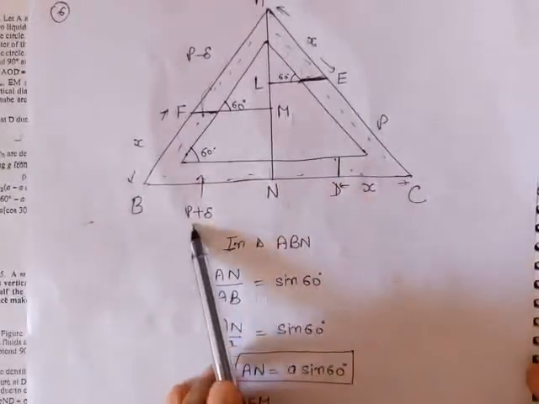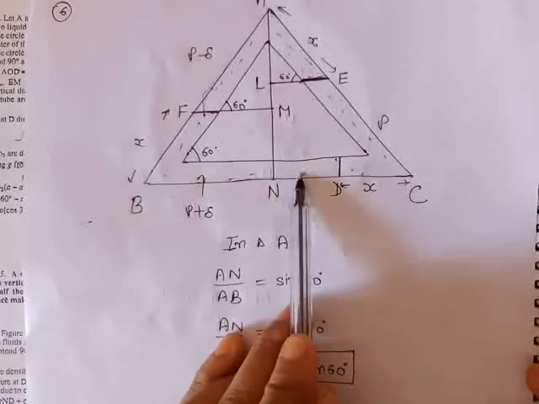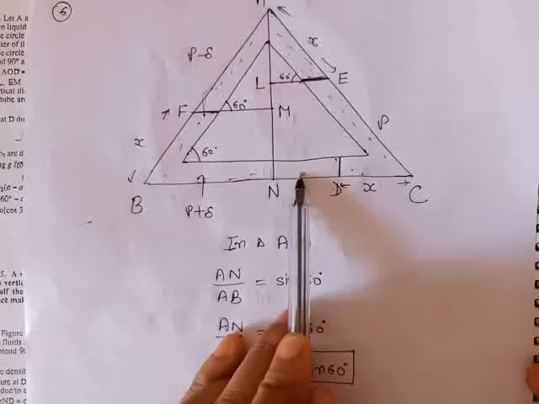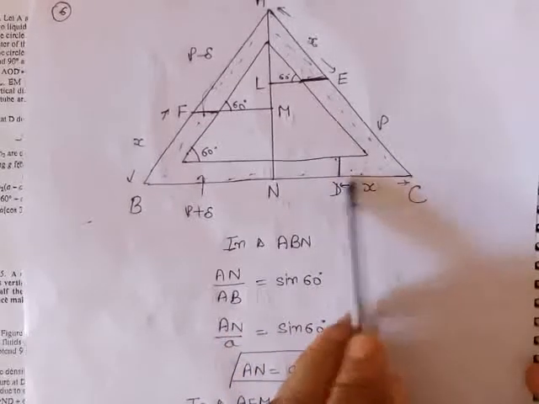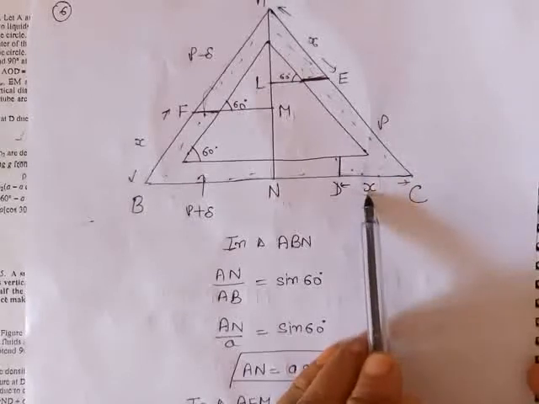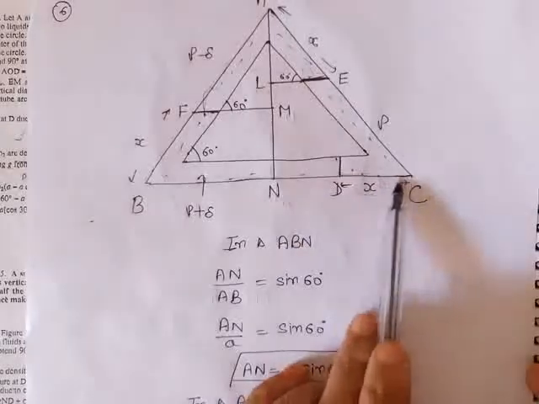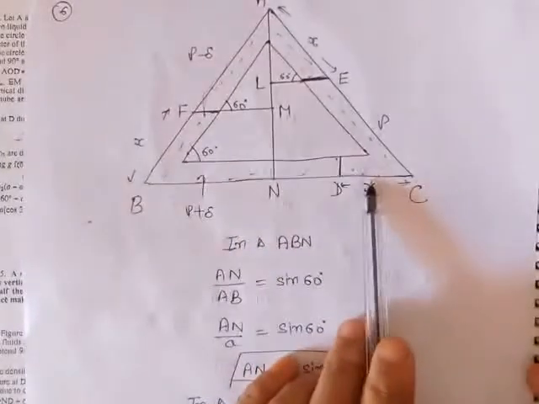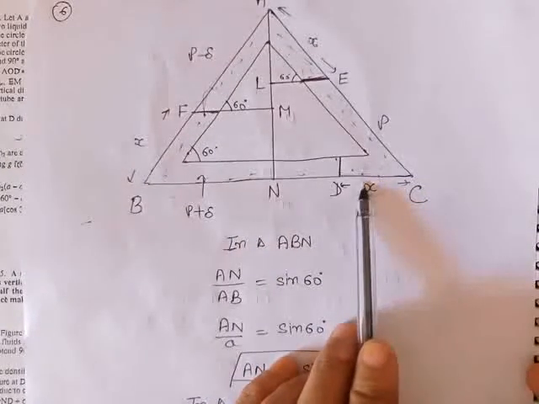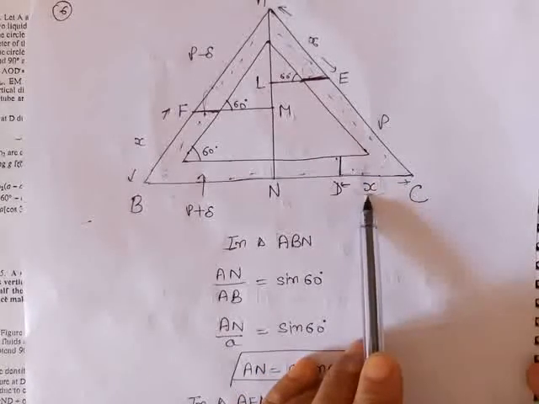rho plus delta that we have taken in the lowest side. We are to prove that the surface of separation is a point of trisection of sides of the triangle. It means if we take this distance as x, we are to prove that x is 1/3 of this whole side BC. If we denote the length of the side of equilateral triangle as a, then we are to show that x will be a upon 3.